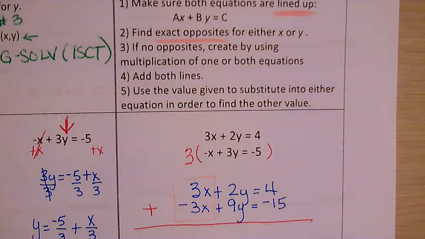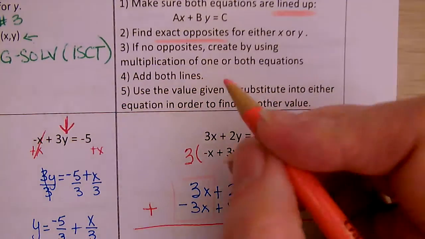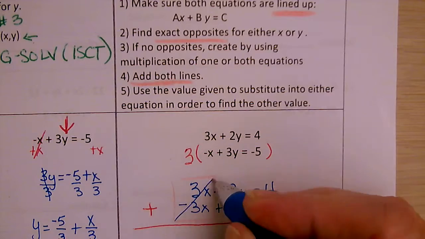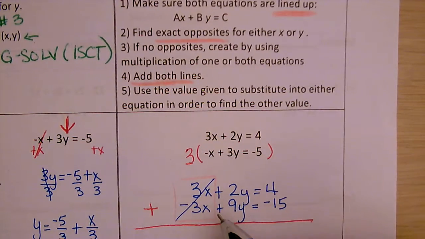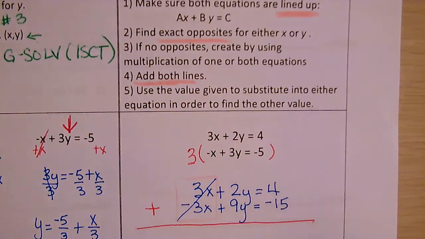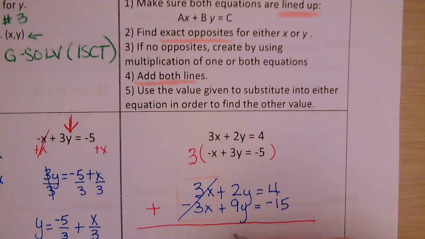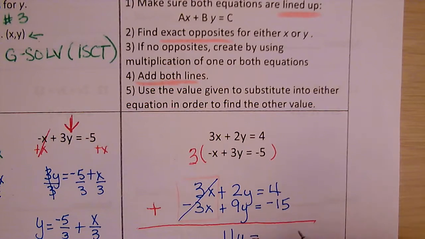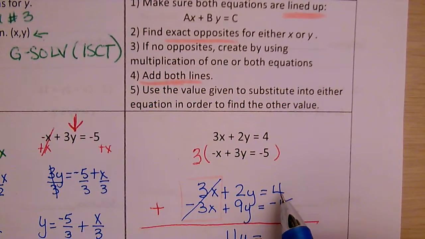And this is that step 3. Step 4. We're going to add both lines. Now when I add both lines, these x's cancel out. They get eliminated, and that's why we call it elimination. Then I'm going to add the 9 and the 2, and I get 11y. And then here, with a positive and a negative, what I need to do is subtract. And of course, I have more negatives, so that becomes a -11.